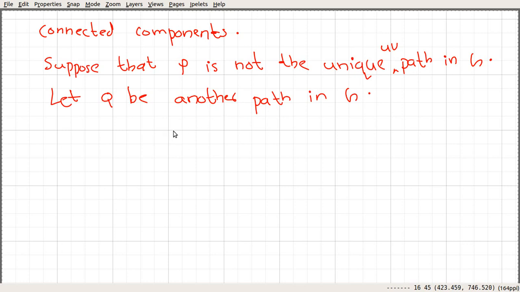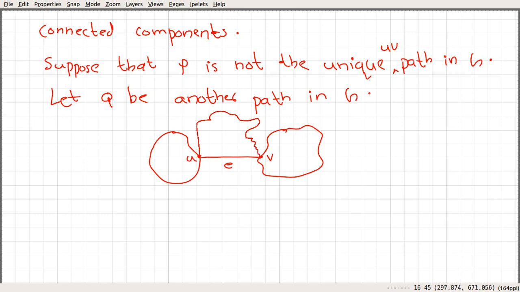So the situation might look something like this. We have these two components, and they are connected to each other by this edge E, and the endpoints are U and V. Now assuming that we have a different path, it will look something like this, and we call that path Q.